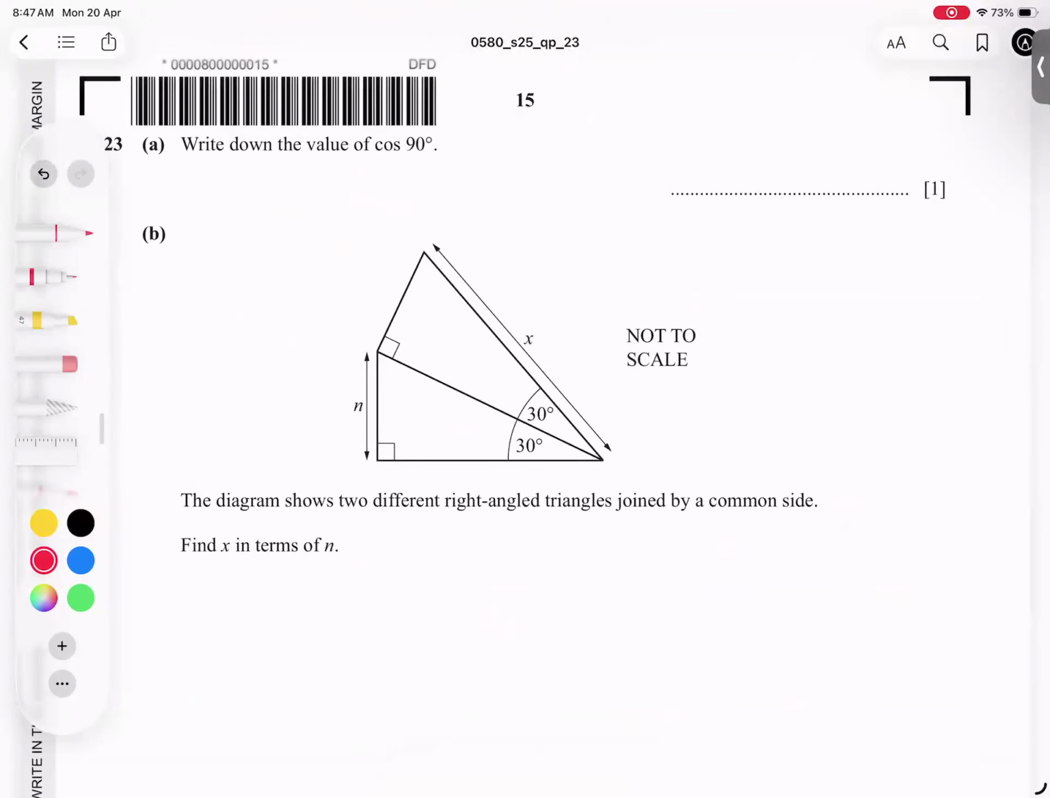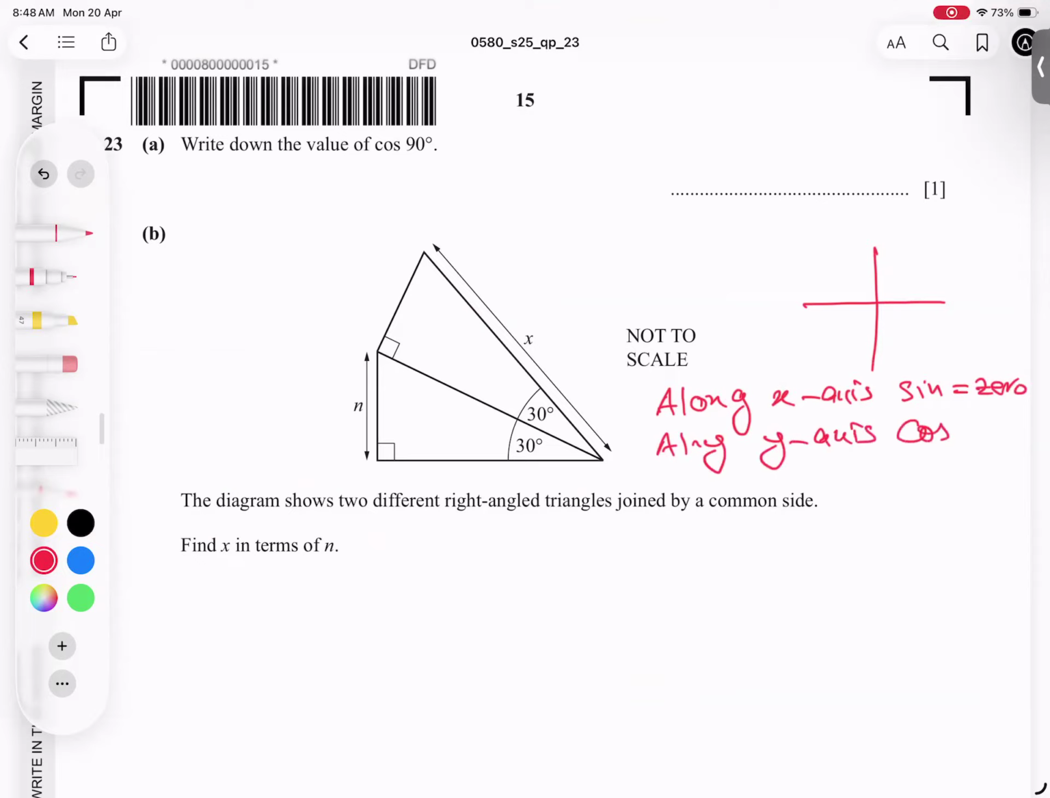Sine cos 90. Because we have to memorize the values, and I'm going to tell you very easily. Basically, along x-axis, sine is always 0. Let me write again. Along x-axis, sine is equal to 0. And along y-axis, cos is 0. So that is why if I ask you what is the cos 90, it is 0.